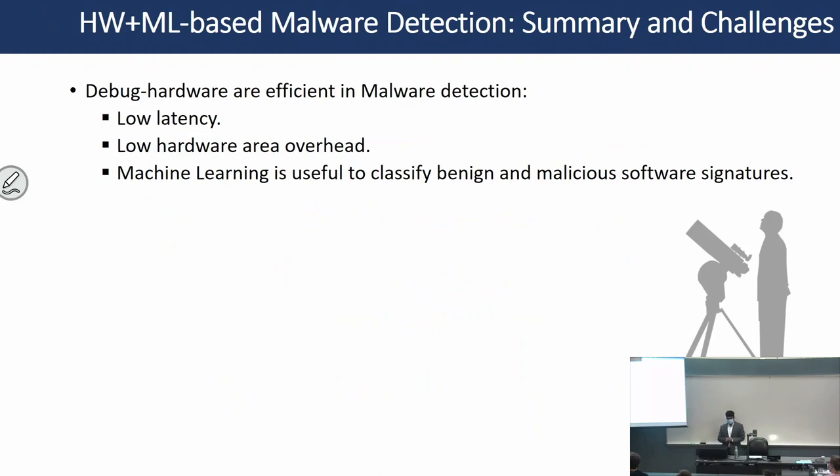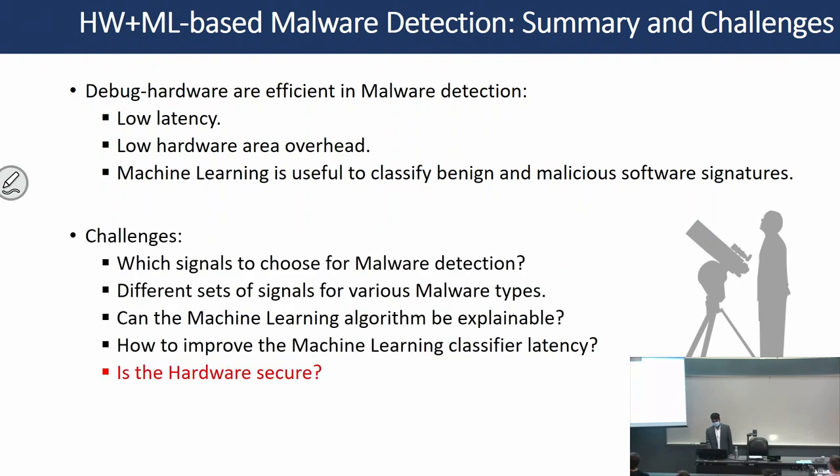So a summary of this part is that debug hardware is efficient in malware detection. We can clearly see the challenges. Which signals to choose for malware detection?